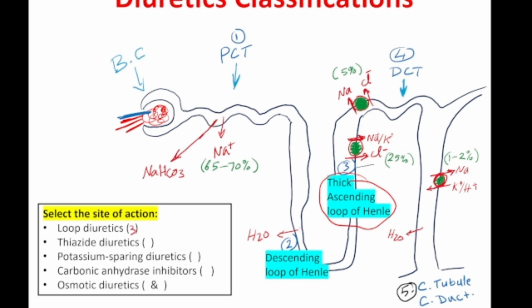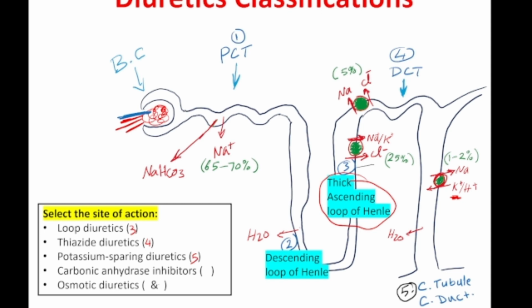What about thiazide diuretic? Thiazide diuretic works on the DCT, the distal convoluted tubule. Number 4. Potassium-sparing diuretic: which one affects potassium? The collecting duct. And the number for this part here is number 5.